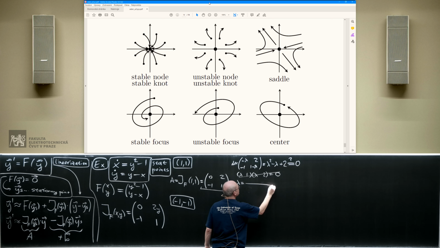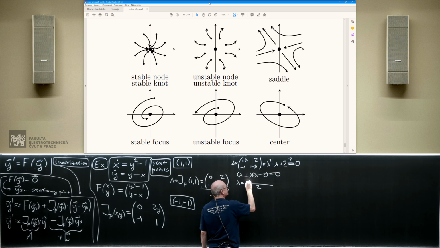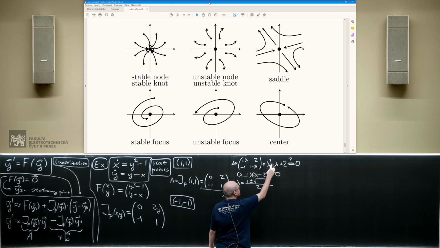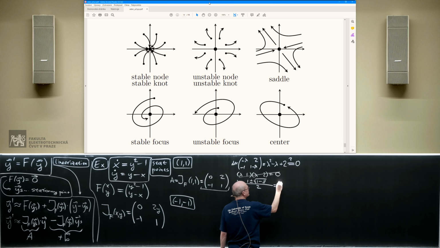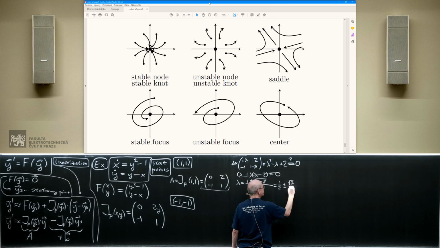I have to go to the formula. Lambda is, let's see, division by 2. Minus minus 1 is plus 1. Plus or minus the square root of 1 squared minus 8. So this will be 1/2 plus or minus the square root of 7 over 2 times i.